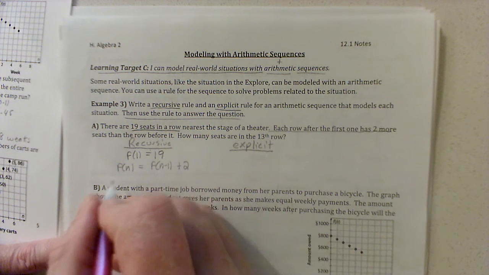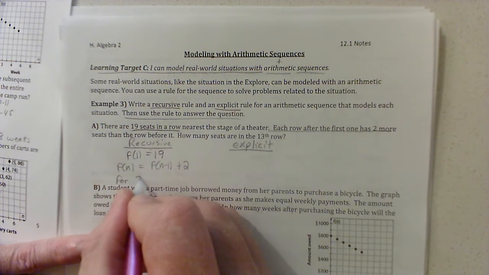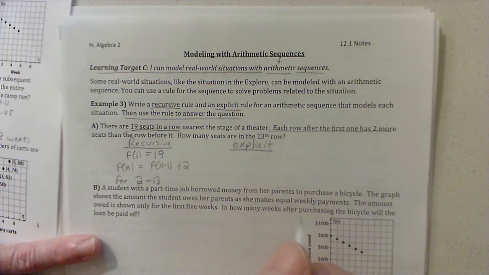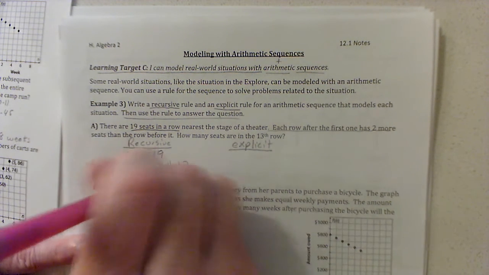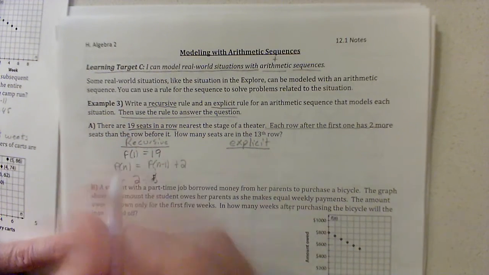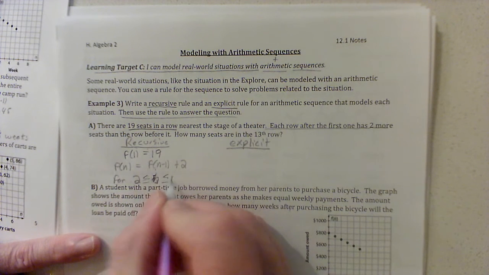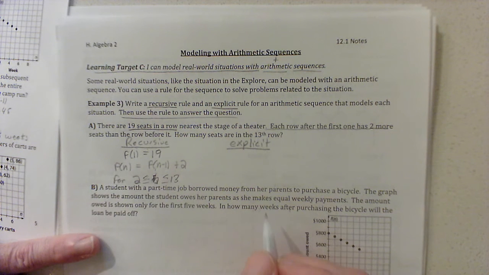This is a recursive routine. We've already talked about the first one, and we're going to say for 2 to 13. Those are the rules. We'll say it like this: for n is greater than or equal to 2 and less than or equal to 13. That gives us 13 rows, the first all the way up to the 13th.